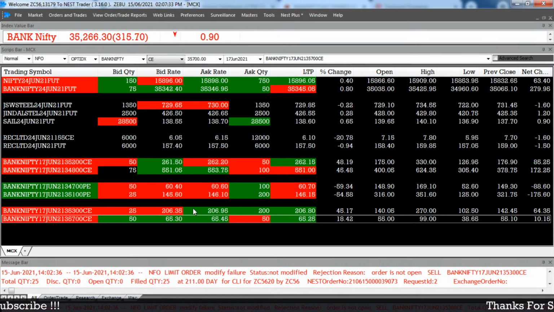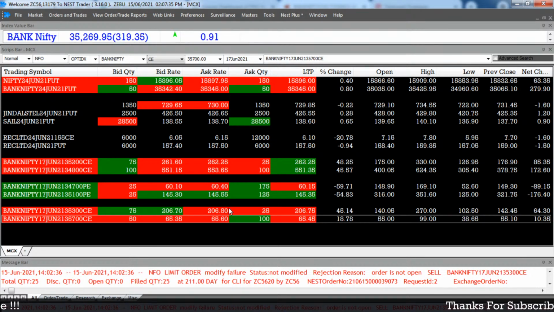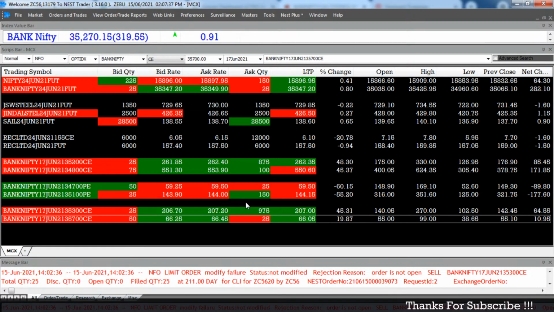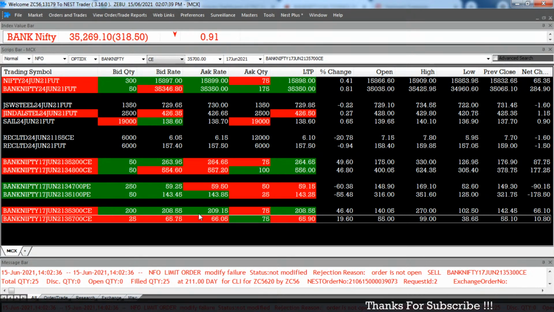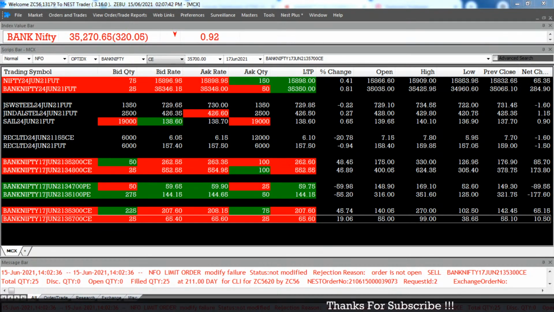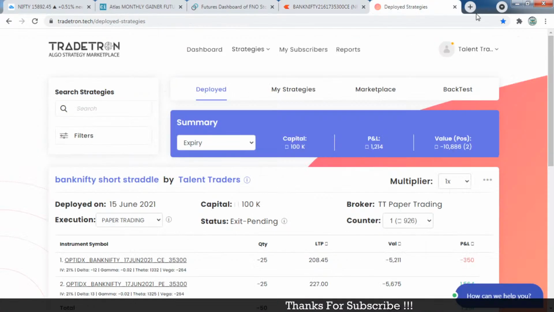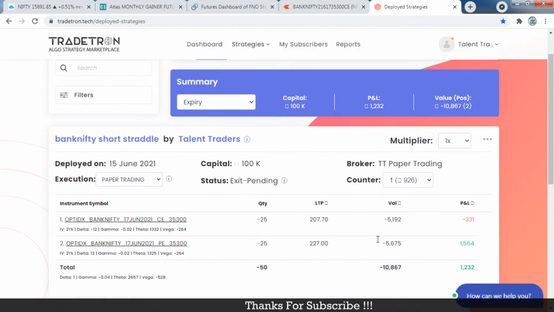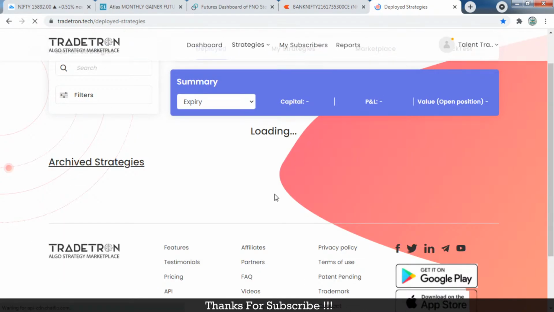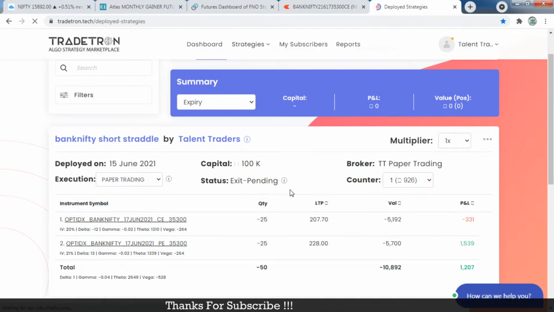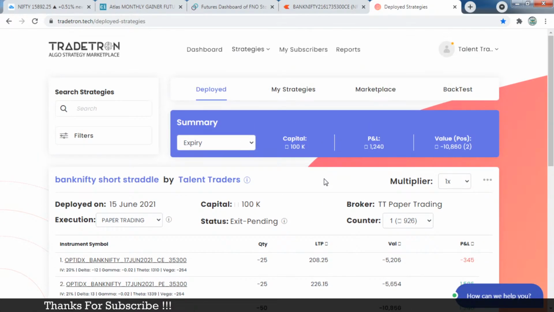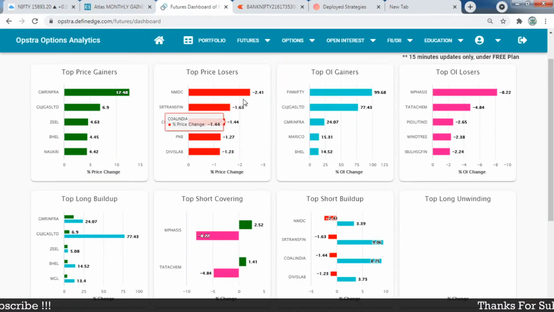But even if the market is going up, we can easily manage these positions. For example, the way to manage this trade if it goes wrong. Something is going wrong on this paper trade, it is not exiting. In a real trade, whenever you give the exit, it will quickly exit your position, because this is a paper trade.